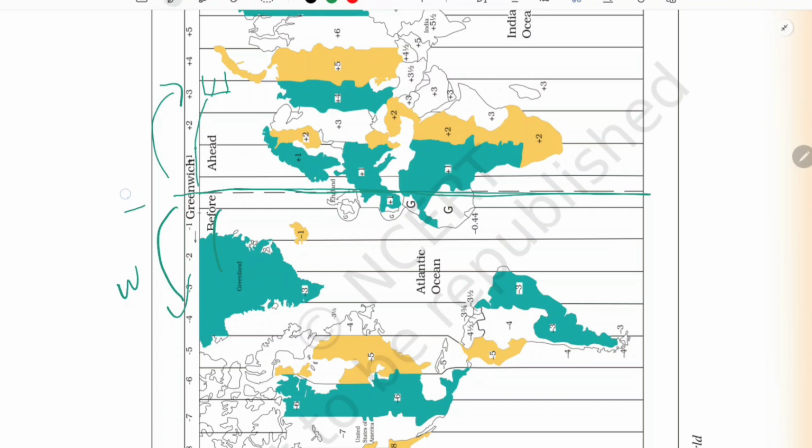This eastern side is ahead of Greenwich and this side is behind Greenwich. Suppose it is 12 o'clock in Greenwich. Then, because 15 degrees is equal to one longitudinal line, it takes 1 hour. So if it is 12 in Greenwich, then on the eastern side it will be 1 p.m. noon, and on the western side it will be 11 a.m. So such a difference. Let us try to understand that as well.